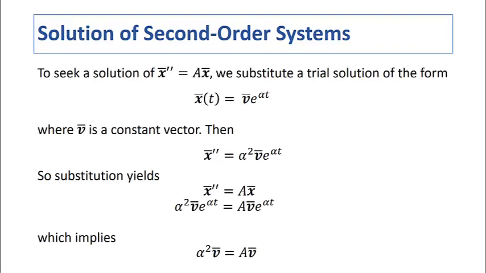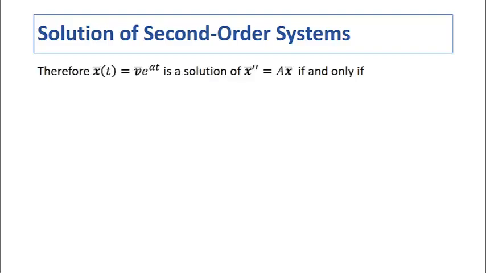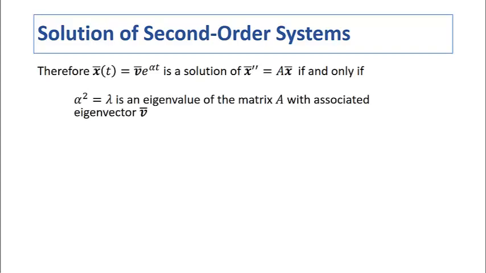Hopefully you recognize an equation like this. Normally, instead of the α², we would have a lambda, but here we're looking at an eigenvector, eigenvalue equation, where we're saying that the vector v is an eigenvector of the matrix A with corresponding eigenvalue α². And therefore, our x = v e^(αt) will be a solution of our system if and only if α² = λ is an eigenvalue of the matrix A with associated eigenvector v.